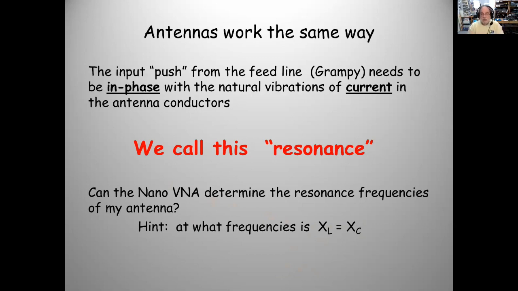So the input push from the feed line, that's Grampy. Grampy's push needs to be in phase with the natural vibrations of the current in the antenna. What determines that? One thing, the length of the antenna. Well, and maybe the proximity to ground and other wires, but that's the idea. So if your antenna has reactance, chances are it's either too long or too short. Does that make sense?